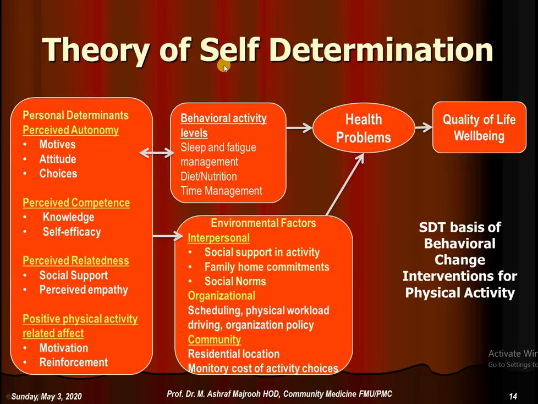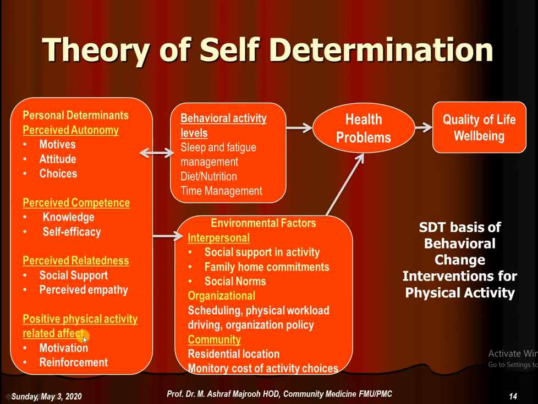Now, how can we apply this theory of self-determination to physical activity? Here, the personal determinants include personal autonomy, which includes the motives, the attitude of the person towards physical activity and exercise, and the choices available. These are the perceived autonomy factors. The perceived competence factors are the knowledge and the self-efficacy. Then perceived relatedness includes the social support and perceived empathy from other people.